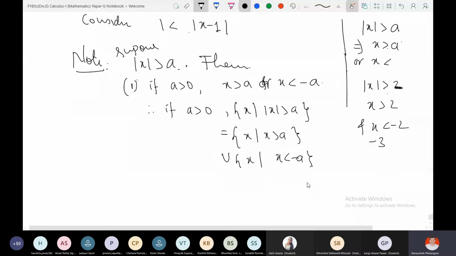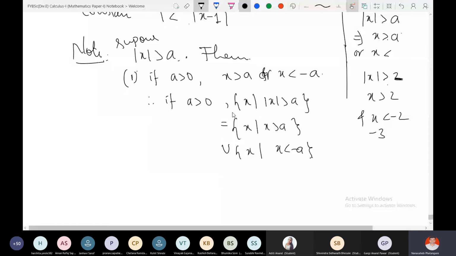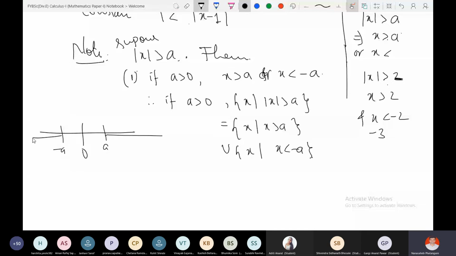Right, if a is greater than 0, if a is positive, then when I say absolute value of x is greater than a, that means x is on this side or this side. So therefore it is what? A to infinity union minus infinity to minus a. This is what happens in different ways when absolute value of x is greater than a.